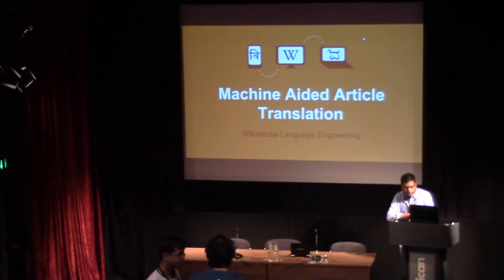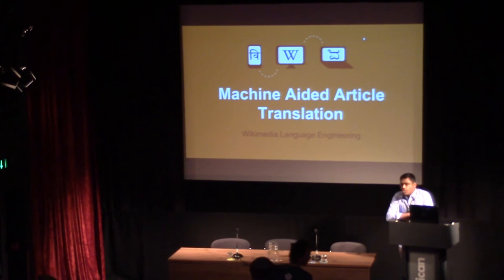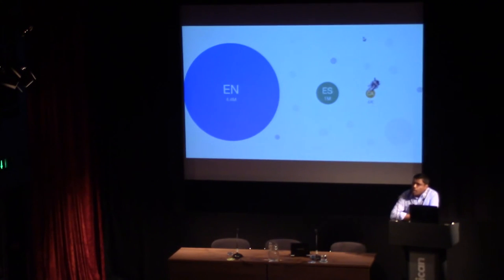Hello, good morning. My name is Santhosh. I'm from the Wikimedia Language Engineering team. My team also joins here. Today we are going to talk about machine-aided content translation to translate articles of Wikipedia from one language to another language.